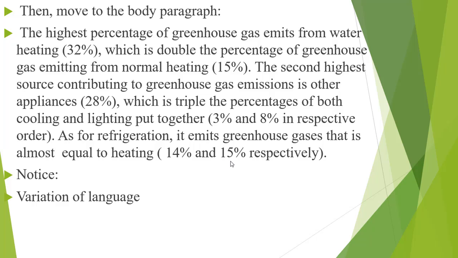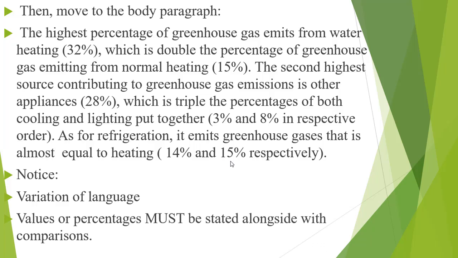Again, you have to vary your use of verbs and adjectives, use of everything. Values or percentages must be stated alongside comparisons. If you say double or triple and that's it, you lose marks. You have to mention the value, which is 50%, for example, or 32%, 28%. Do not say the relation like double, triple, half, quarter, and that's it. You have to mention also the value, 15, 28, 32, and so on.